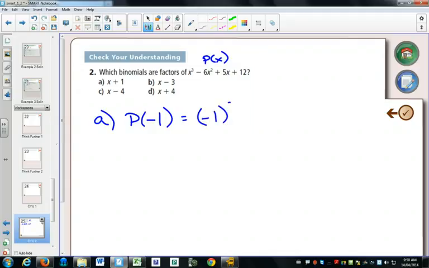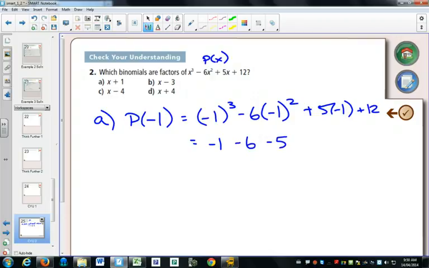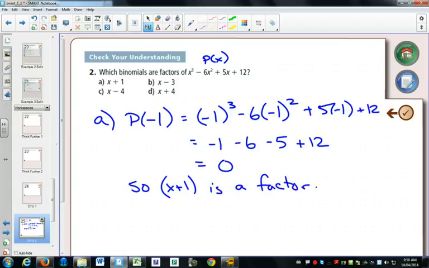Because you get -1 cubed minus 6 times -1 squared plus 5 times -1 plus 12. That's -1 minus 6 minus 5 plus 12, which is 0. So we can write a statement. So x plus 1 is a factor.